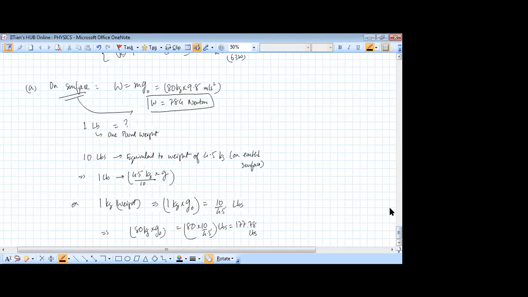As I told you, this system of pounds is not compulsory for you because it's an outdated system of measurement. 785 is given because they have taken a more exact value of g. It doesn't matter, 784 is fine. I think they have taken g as 9.82, so from that you will get the weight as 784 point something. So don't worry, 784 is fine. It's all right.